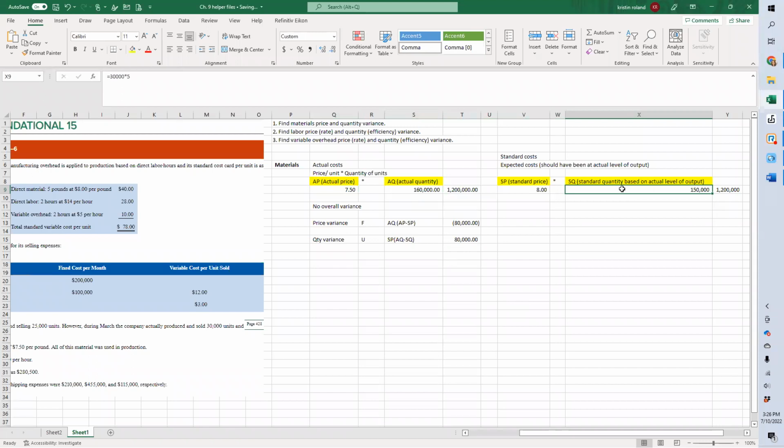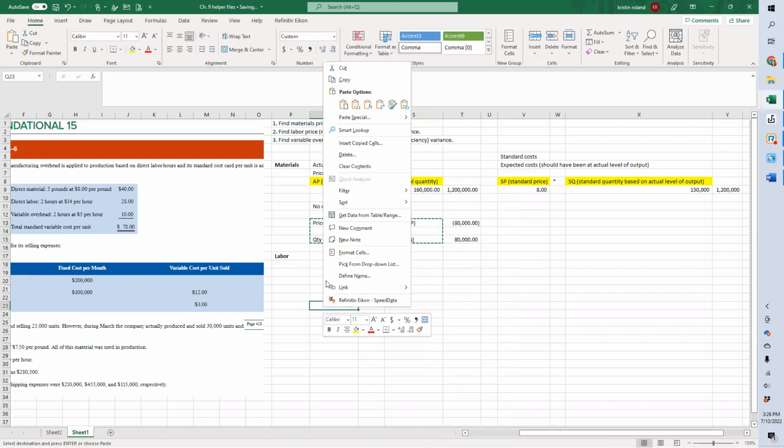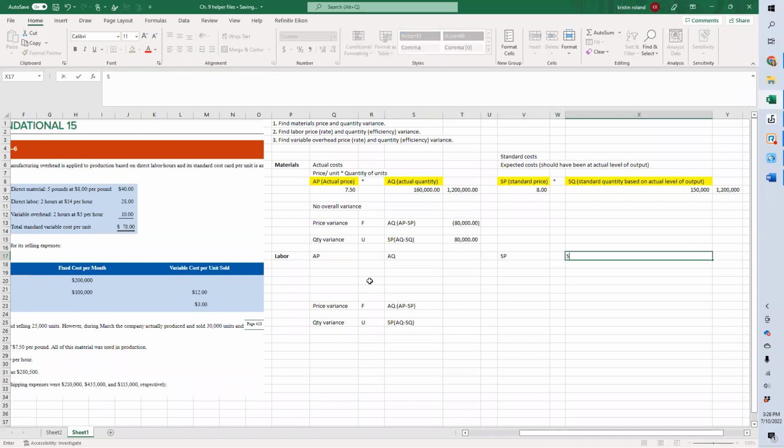Okay, so we're going to follow this same process for both the labor and the overhead variances as well. So this is the materials variance. We're going to move on and see what our labor costs look like. And we're going to follow the same format. So again, the price variance and the quantity variance are all going to be the same. So I'm just going to copy those down here. And then the key is to find these four variables.